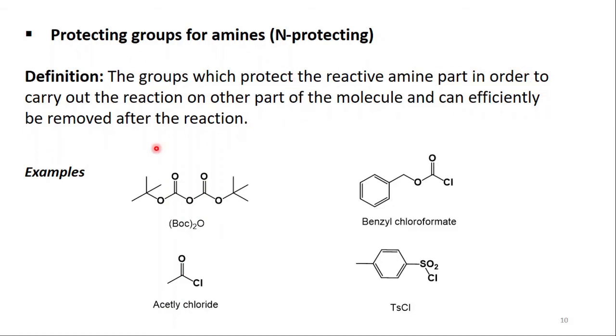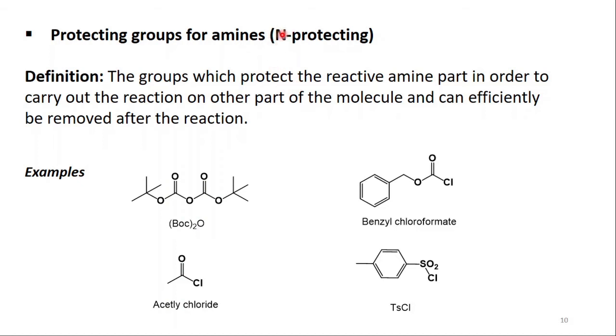So from the definition, what do you understand? These are the groups which protect the amine part or the acid part in order to carry out the reactions efficiently, and they can be removed after the reactions. If you want to see N protecting groups, see in the syllabus, there are separate N protecting and C protecting groups.